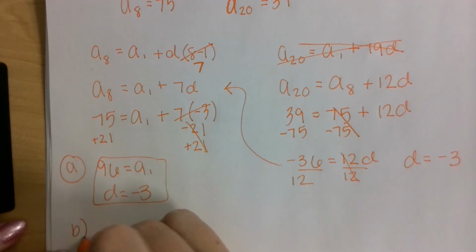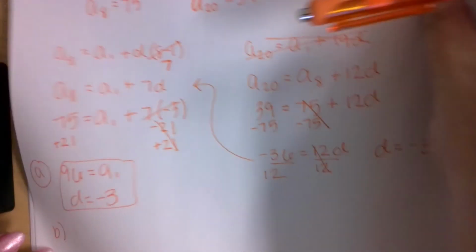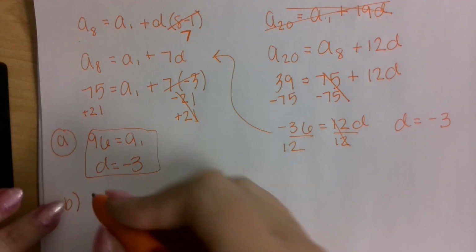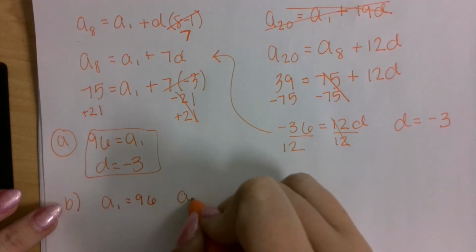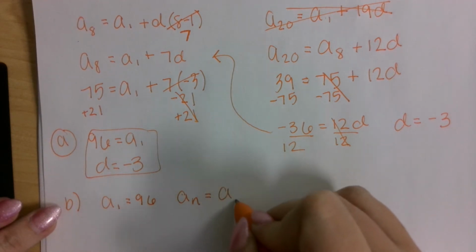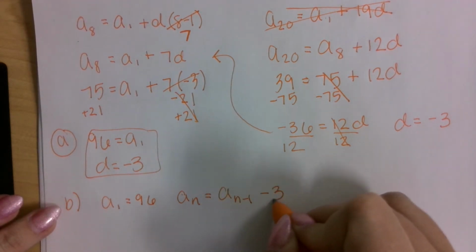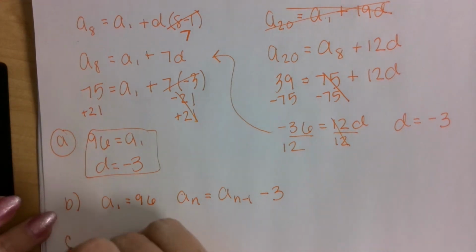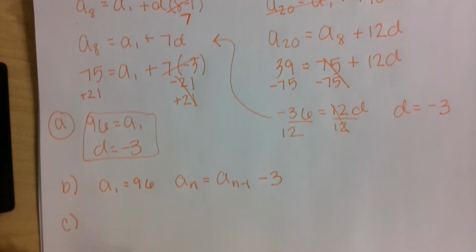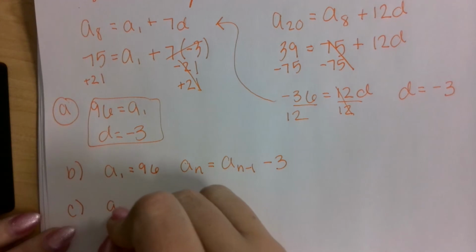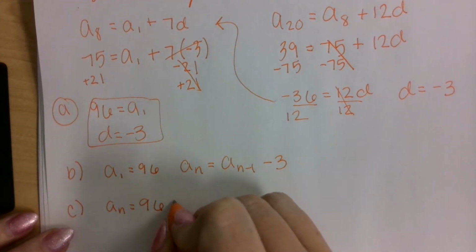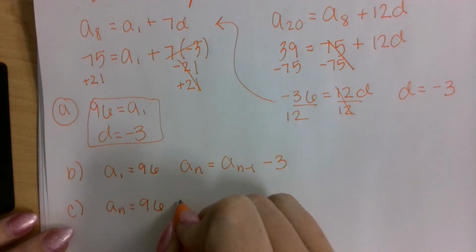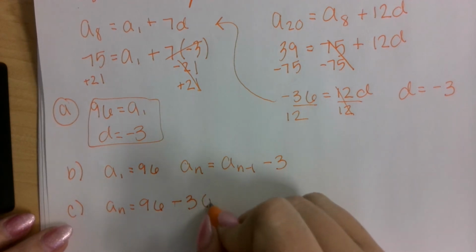Okay, B wants us to write this as a recursive formula. So remember, our recursive formula says a sub 1 is 96. To find a sub n, we're going to use the term before it and subtract 3 each time. Okay, now our nth term formula. To find our nth term, we have our starting point, 96. Now I'm adding the common difference, but in this case it's -3, so we're subtracting 3 each time, times n minus 1.